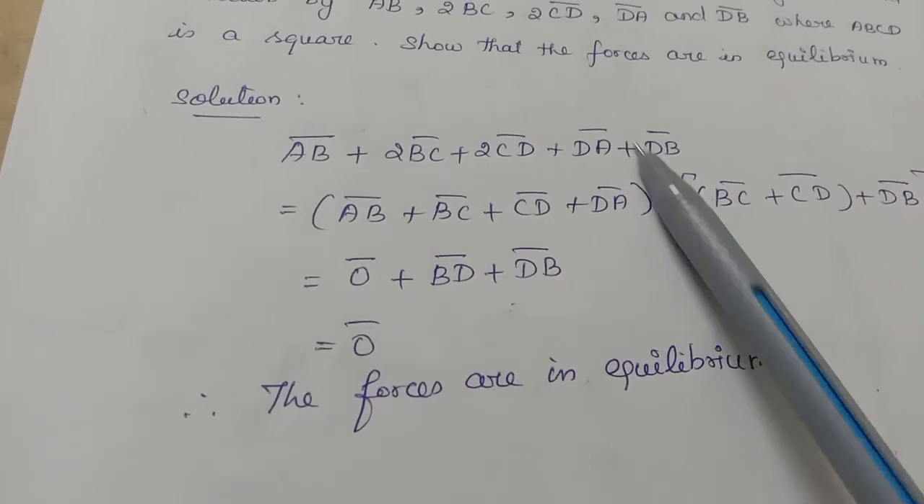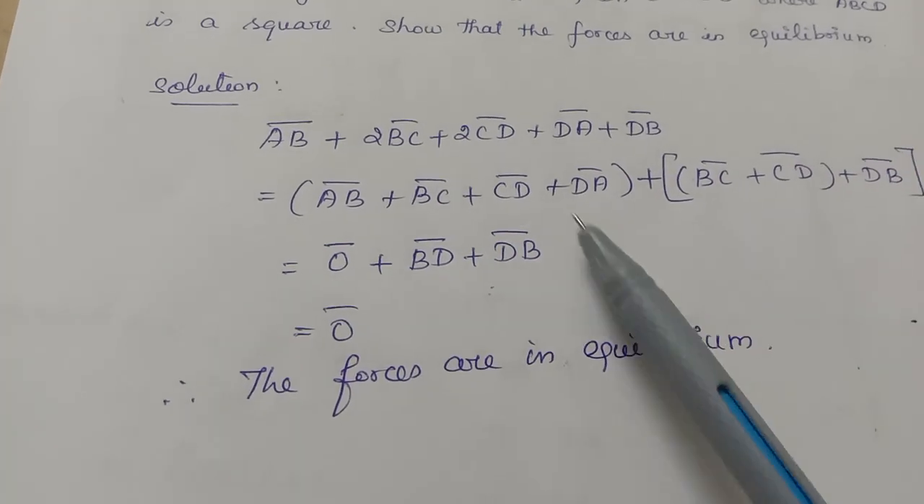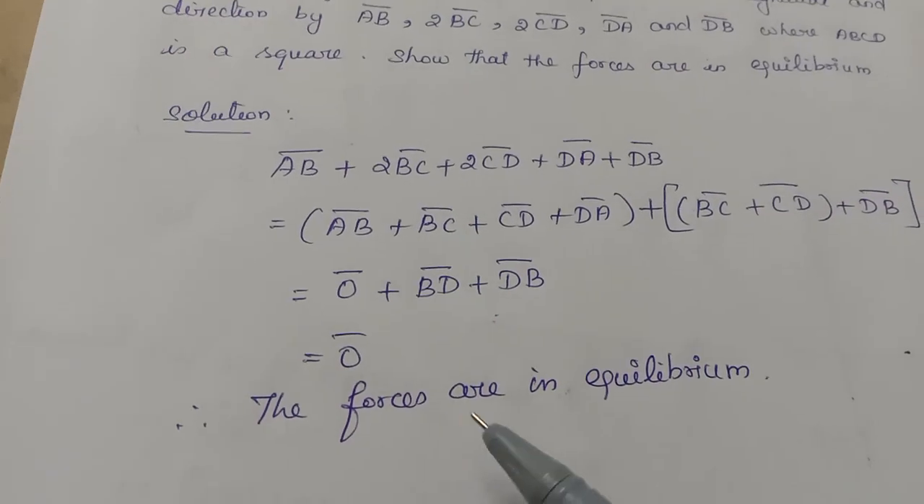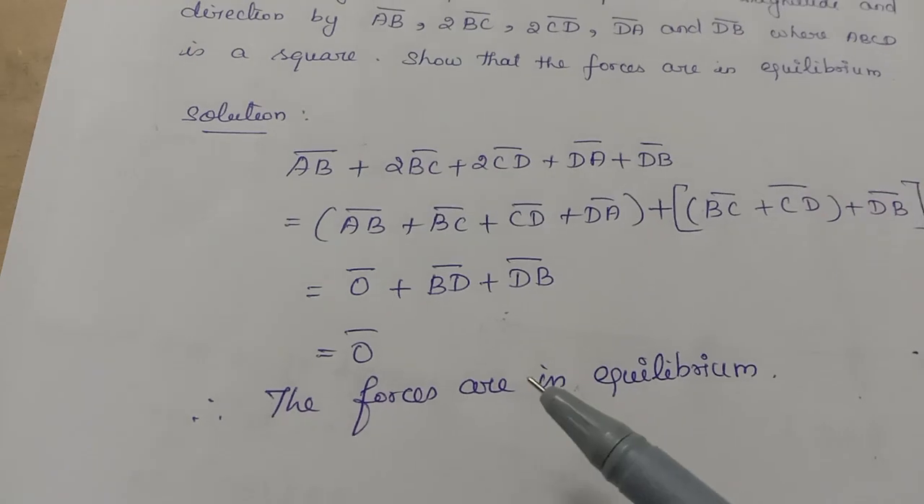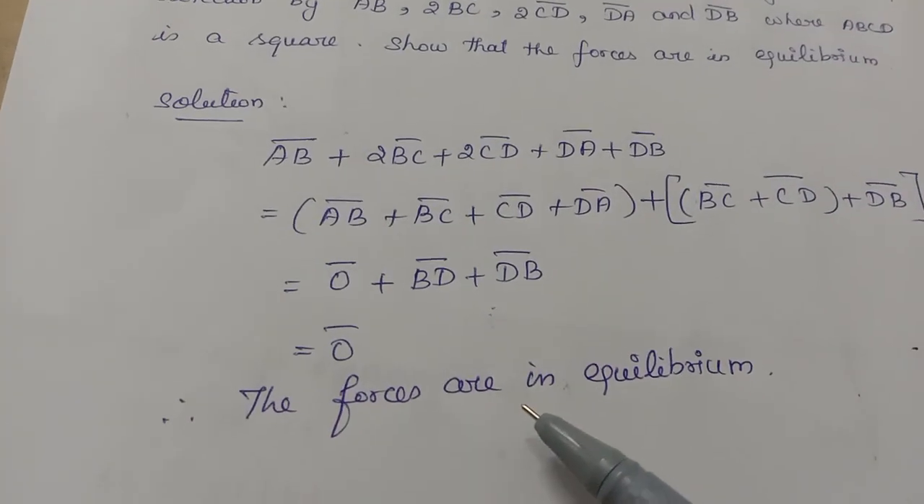So here I didn't make use of resolved parts. I have used only the polygon of forces and the triangle of forces. From that itself I have obtained the result, the forces are in equilibrium. Okay, this can also be done by using the theorem on resolved parts, but it's not necessary. Just by simply adding the values you can get the result.